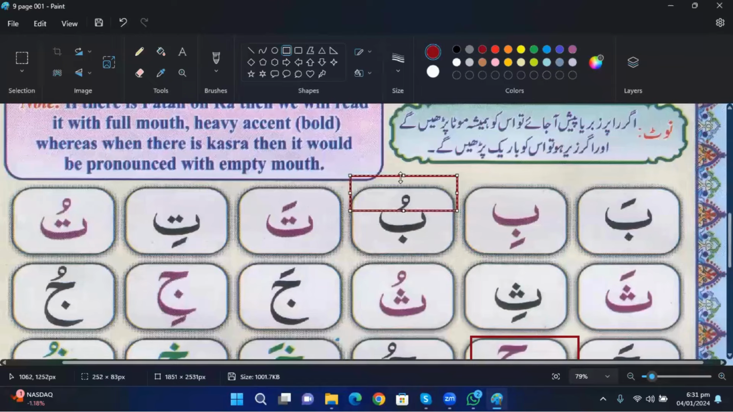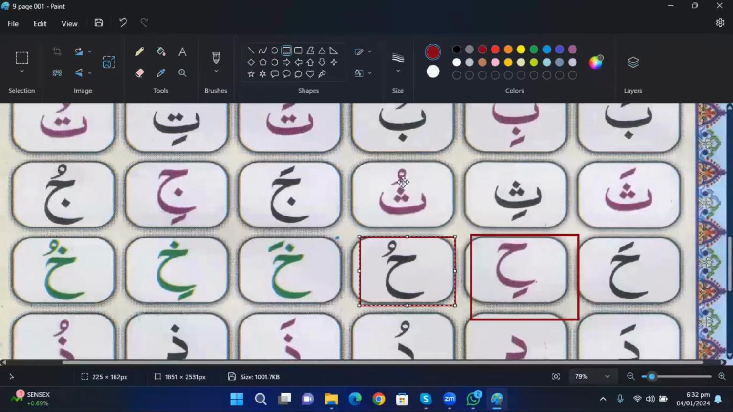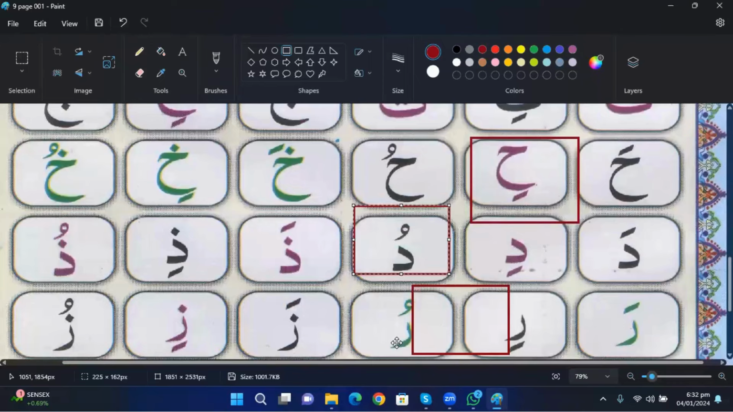You can keep your cursor here, point it out, and tell your student that Dhamma looks like a small wow. That will come always over the letter and it will give you the oo sound. Okay, like Ba Dhamma bu, Sa Dhamma su, Ha Dhamma hu, Dal Dhamma du, Ra Dhamma ru.